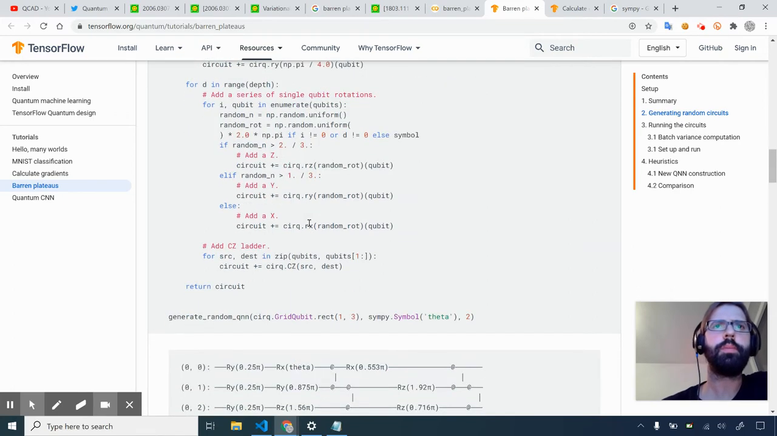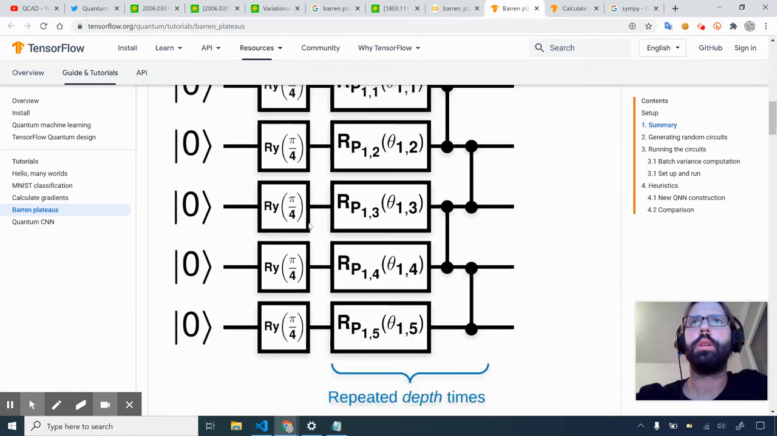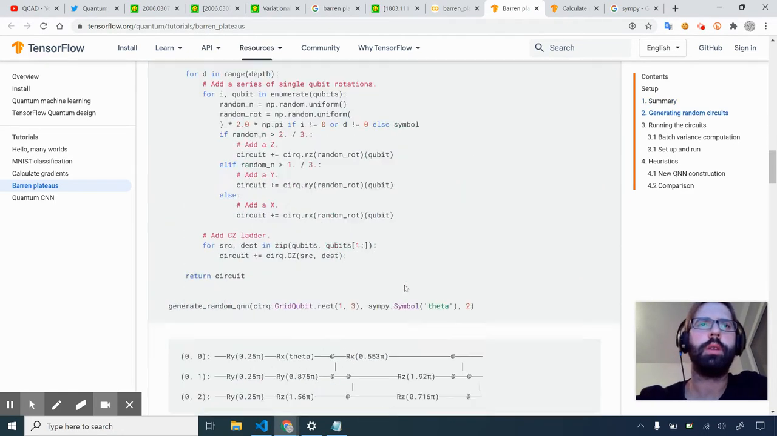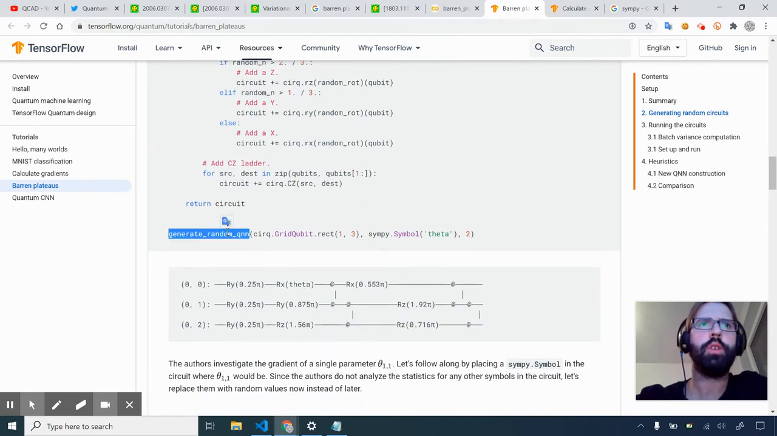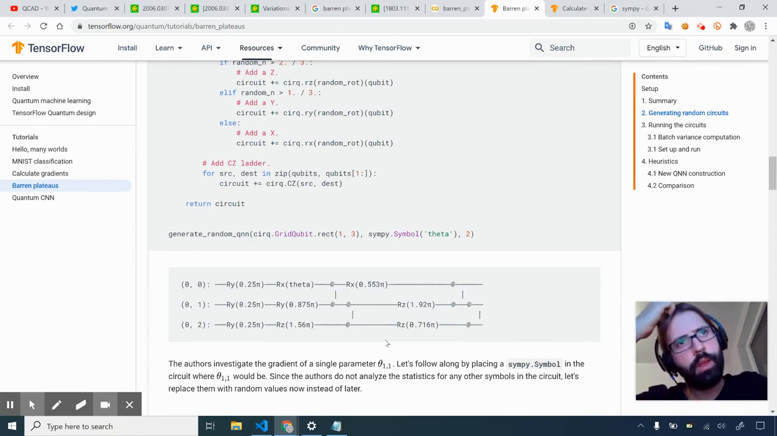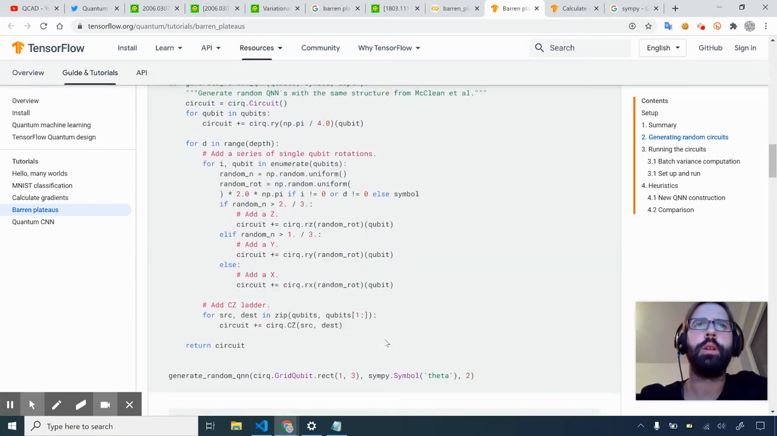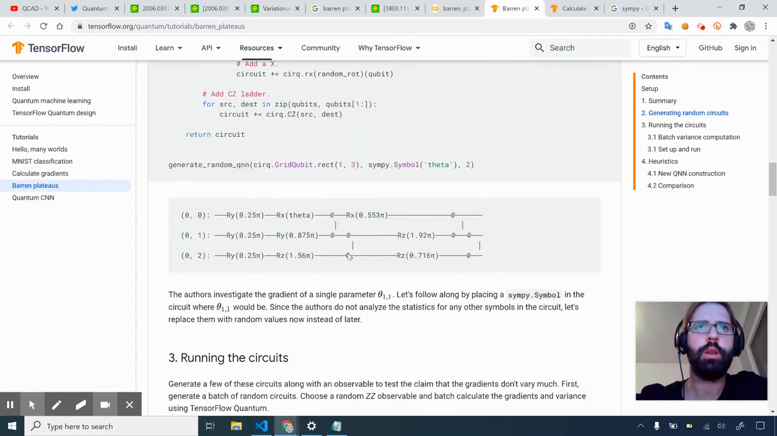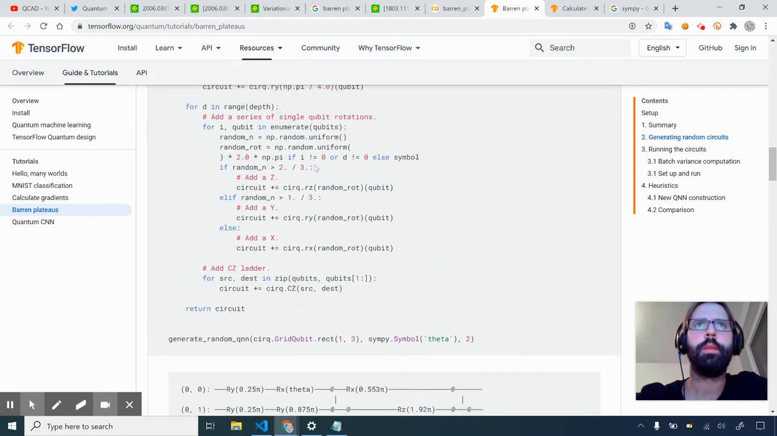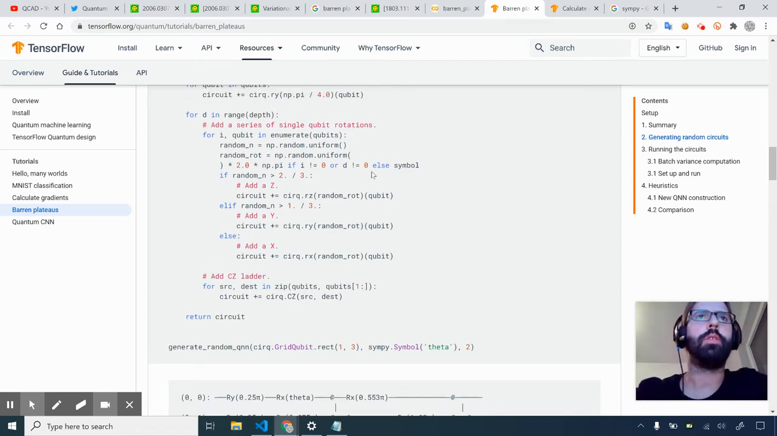Else symbol, and then add the CZ ladder. Yeah, here. Generate random QNN. So click generate random QNN and it generates these, for example. So it generated a symbol for some Y, and for some no symbol. If i is not 0 or d is not 0. Basically what this does is for depth, for the first layer and the first qubit, it adds a symbol.